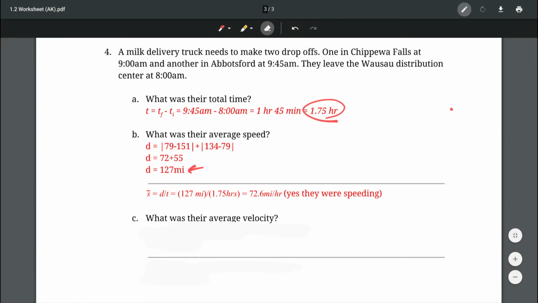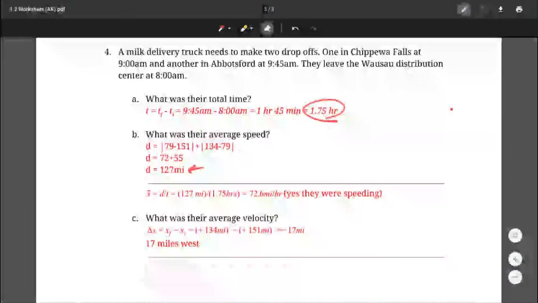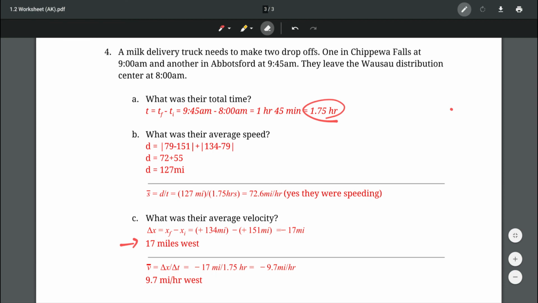If we then divide these 2 quantities using the speed equation, we get that distance divided by that time, or 72.6 miles per hour, which is slightly over the speed limit. Then to find the velocity, we need to find the displacement instead of the distance. So finding the displacement, we're only going to look at Wausau and Abbotsford and what the difference between those 2 positions are. Then we're going to divide that displacement by the time and find out that the velocity was 9.7 miles per hour to the west.